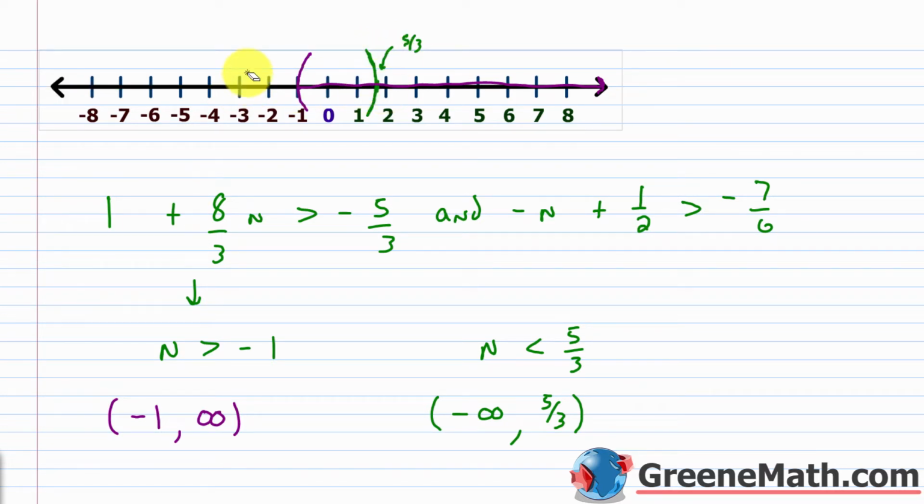So let me erase all of this, and I'll keep those two parentheses there. And I want to shade everything in between. This is my solution for the compound inequality. And I could also write it with n in between. So I could write n in between. And we know that it's greater than negative 1. And it's less than 5/3.